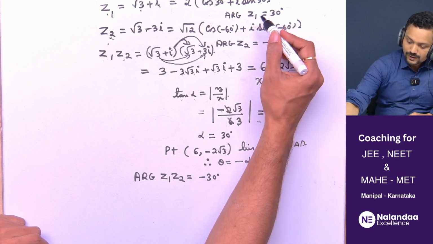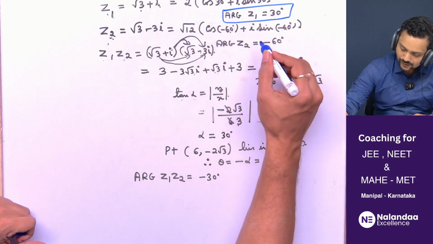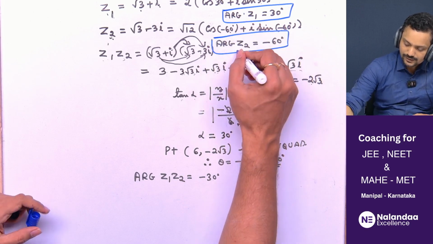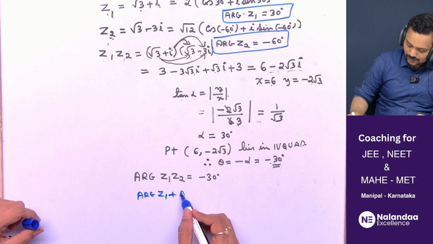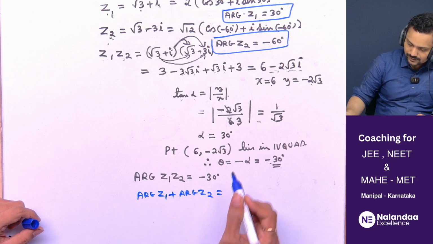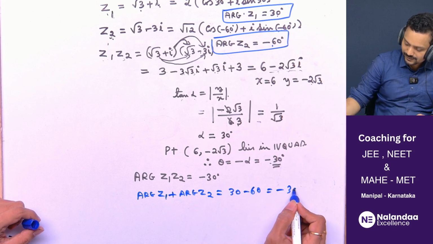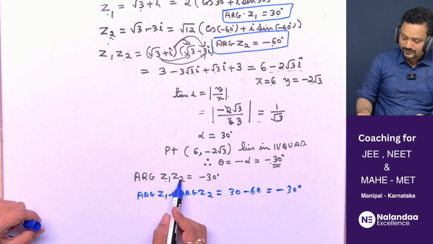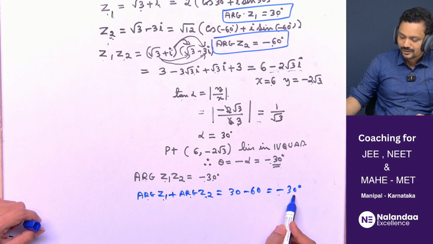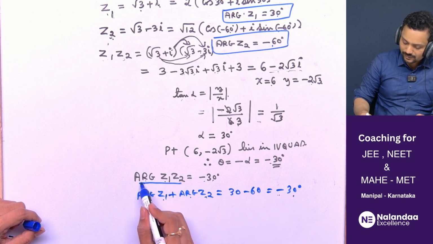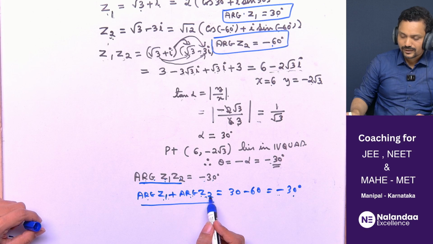Now we will add the arguments. Here we have argument of z1 and we have argument of z2. Let us add this. Argument of z1 plus argument of z2 is equal to 30 minus 60, which is the same as minus 30. So you can see argument of z1 into z2 is minus 30, and argument of z1 plus argument of z2 is also minus 30. From here we can conclude argument of z1 z2 is equal to argument of z1 plus argument of z2.